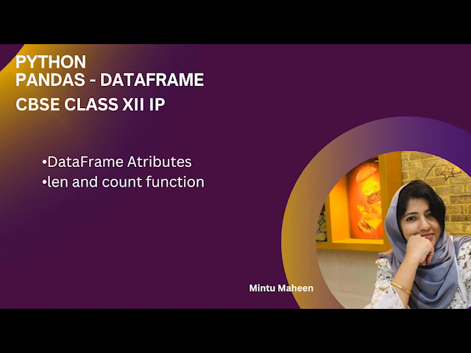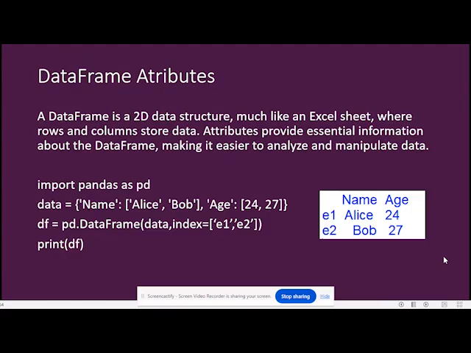Today we will explore the key attributes of DataFrame. Let's get started. DataFrame attributes. What's a DataFrame? A DataFrame is a two-dimensional Pandas data structure, right? And it consists of columns and rows. So a DataFrame is a 2D data structure, much like an Excel sheet, where rows and columns store data. Attributes provide essential information about the DataFrame, making it easier to analyze and manipulate data.